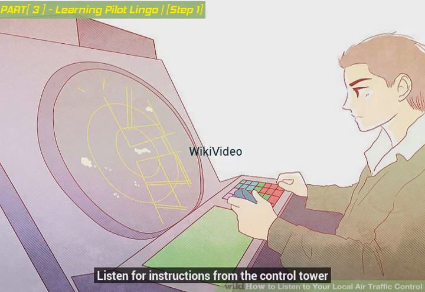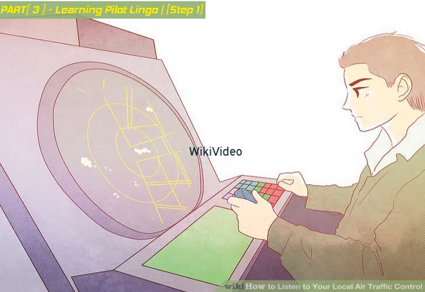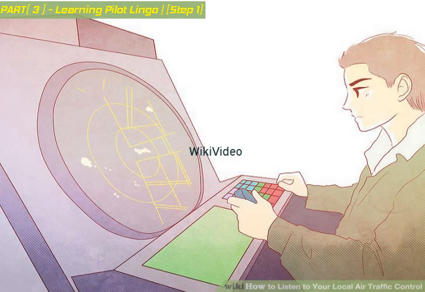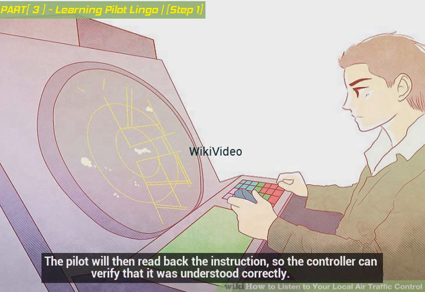Listen for instructions from the control tower. After the flight number, the controller will give an instruction such as enter downwind. This instructs the pilot to enter the traffic pattern at a specific location. The pilot will then read back the instruction, so the controller can verify that it was understood correctly.